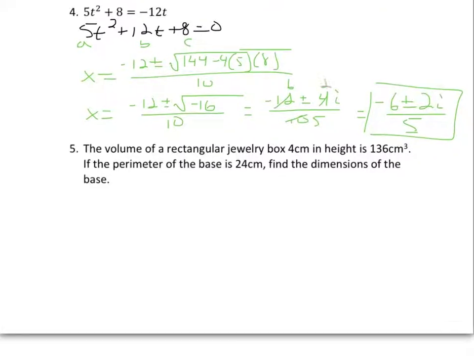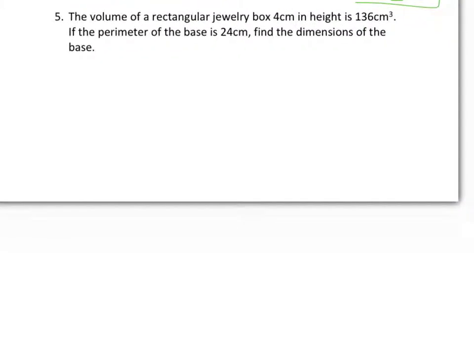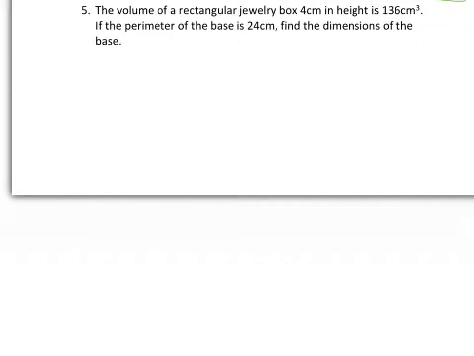And lastly, let's turn this into some applications. Okay, so we have the volume of a rectangular jewelry box, 4 centimeters in height, is 136, and the perimeter of the base is 24. We're going to find the dimensions of that base. Okay, so we've got a rectangular jewelry box. Let me draw it.